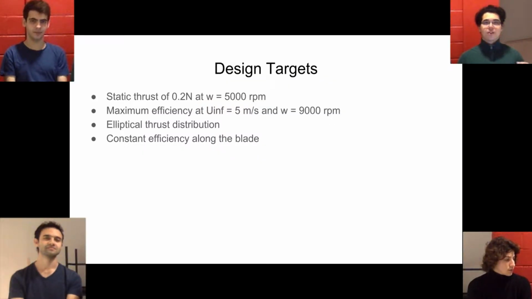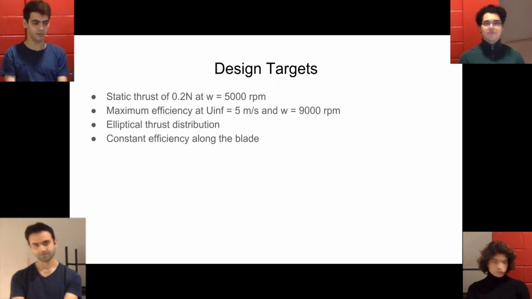We're given a series of design objectives to try and reach during the design of the propeller. The first of them was to have a specific static thrust at a specific RPM, that was 0.2 newtons at 5,000 RPM. And secondly, we're tasked to try and have our maximum efficiency at a given airspeed and at a given RPM. And those two numbers were 5 meters per second and 9,000 RPM.